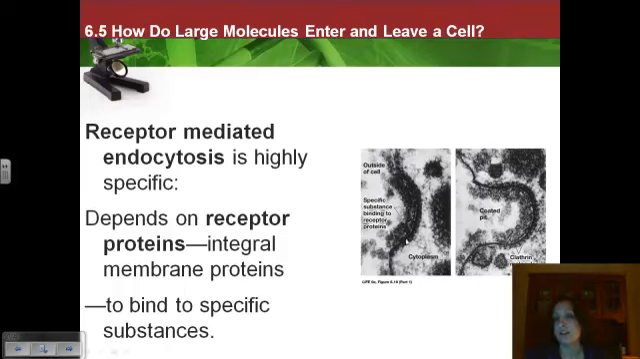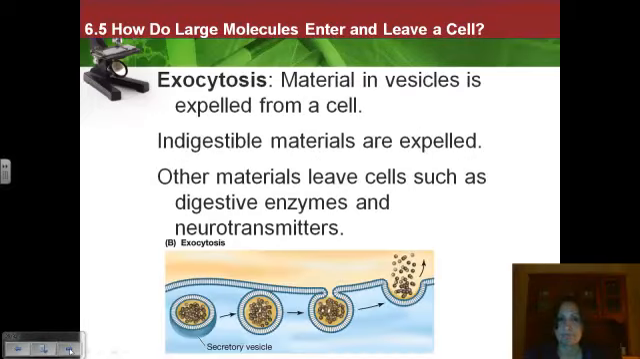And then again, this area of the cell invaginates. We call it a coated pit just because it looks like it has a coating on it from these proteins binding to whatever substance they're binding to. And then it's again going to pinch off, and now you have a higher concentration in that area than you would have if you just randomly invaginated and took in some substance that was in the extracellular matrix.